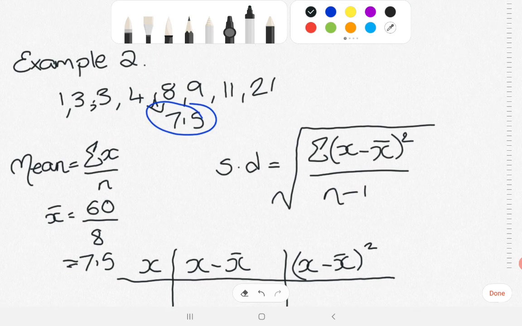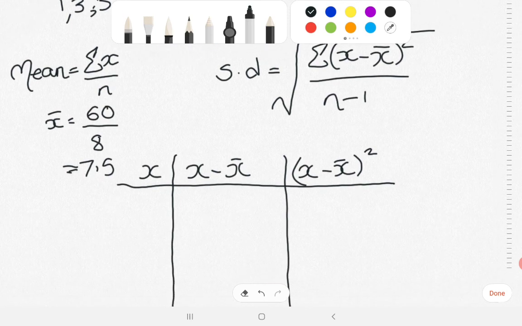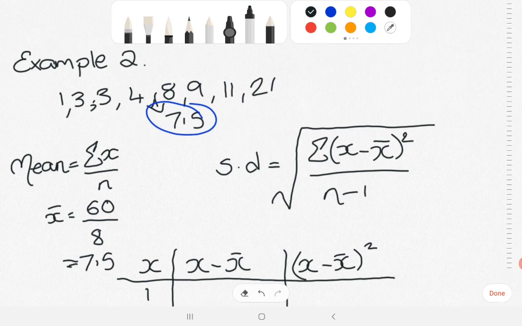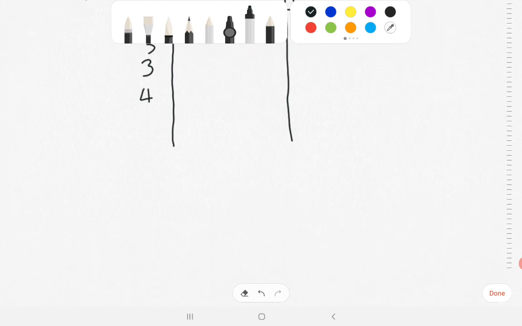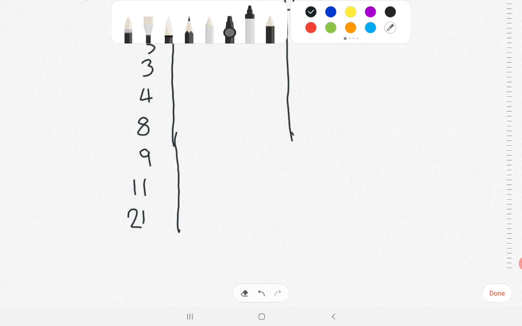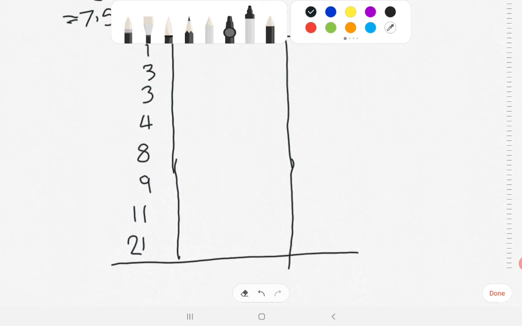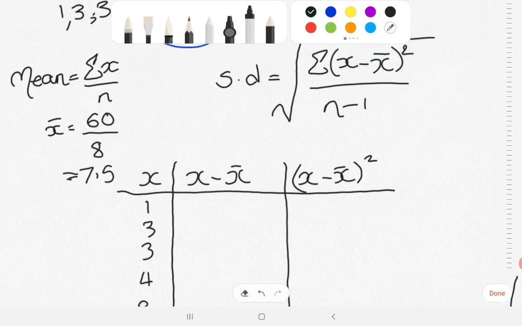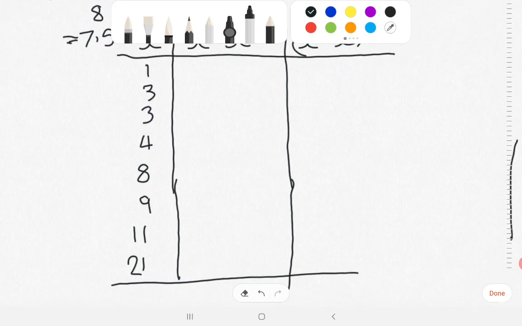So I know it's new to you, but you'll remember the three columns of the table really, really quickly. Okay, our numbers were 1, 3, 3, 4. So 1, 3, 3, 4. And then 8, 9, 11, and 21. So 8, 9, 11, and 21. Okay, so I'm just going to make my table a wee bit longer. There we go. Okay, and just as a wee reminder, the mean was 7.5.